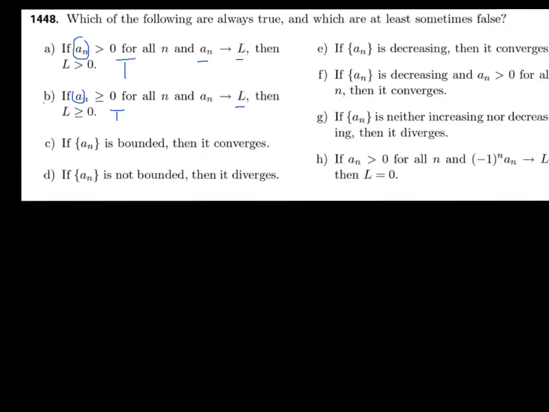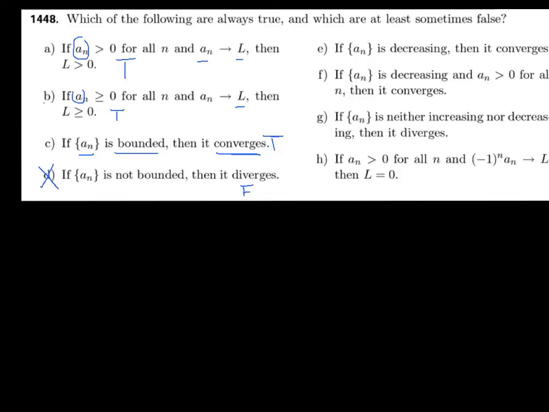C and D, I'm not going to spend too much time on. I don't want you to really worry about this concept of being bounded. It's not really on our curriculum, but I think it makes sense that if a sub n is bounded, it means it has a floor and a ceiling, and the terms can bounce freely in between the lower and upper limit. Then it converges, and that's certainly true. D, if a sub n is not bounded, it doesn't necessarily mean it diverges, so that one was false. But I don't want you to worry about D per se.